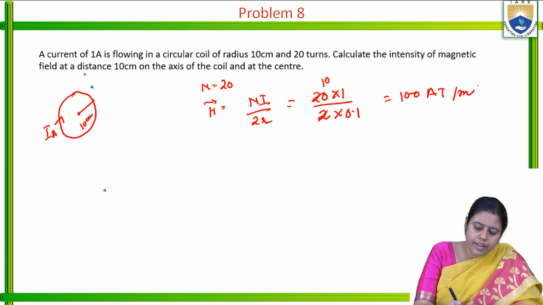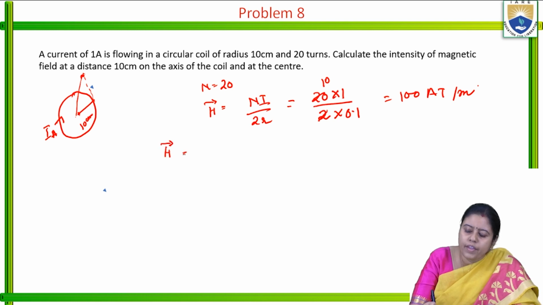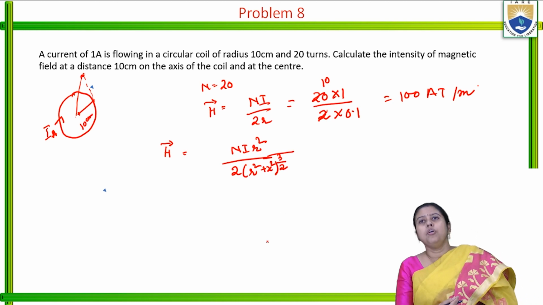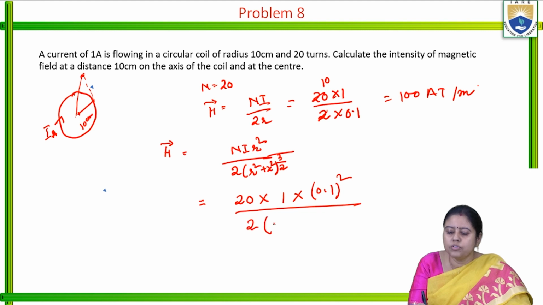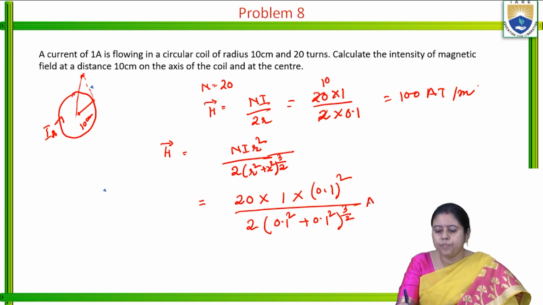What is H at a distance of 10 centimeters from the center? We know H is equal to N I R square by 2 times (R square plus X square) to the power 3 by 2. If we put in the values, the number of turns N is 20, I is 1 ampere, and R is 10 centimeters, which means 0.1, so 0.1 square by 2 into (0.1 square plus 0.1 square) to the power 3 by 2. If we solve this equation, we will get the value in ampere turn per meter.